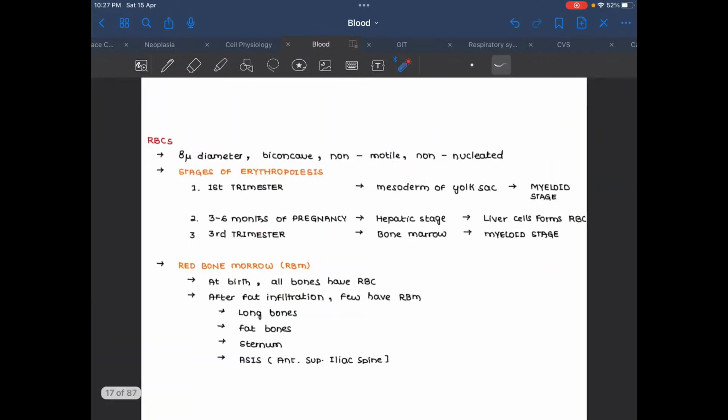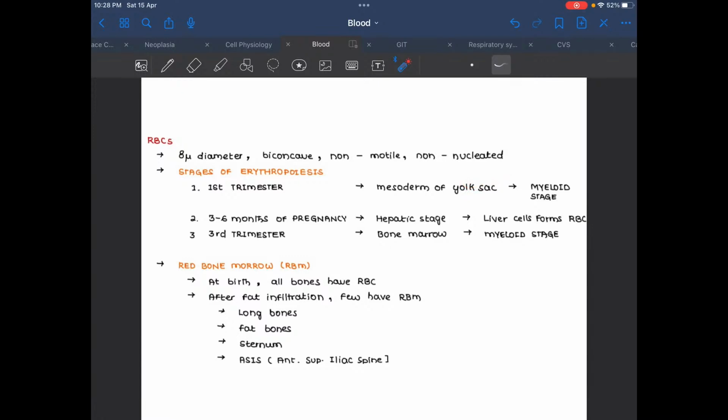Okay. So now reticulocyte count is done, RBC precursors are done. Now we talk about the RBC. It's 8 microns in diameter, we know. It's biconcave, we know, and it's non-nucleated, we also know. So what are the stages of erythropoiesis? We've already studied how it moves to the hepatic stage and ultimately into the bone marrow.